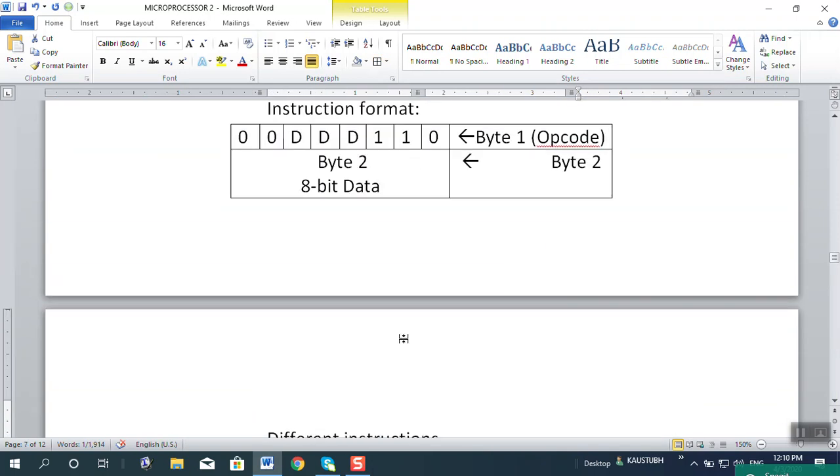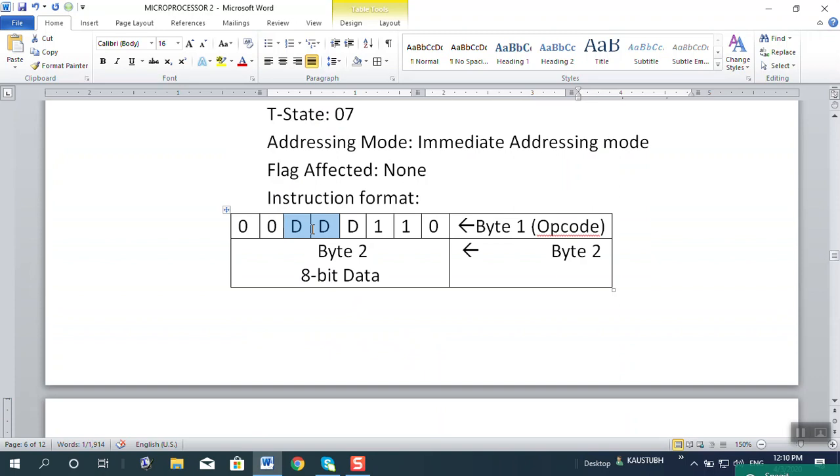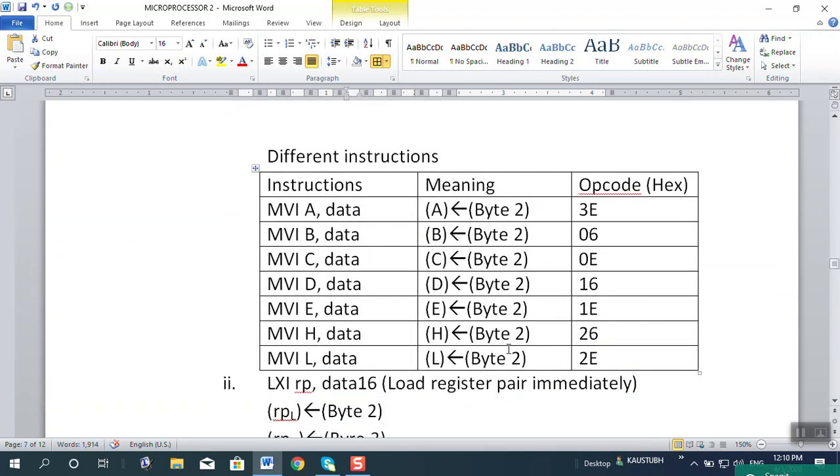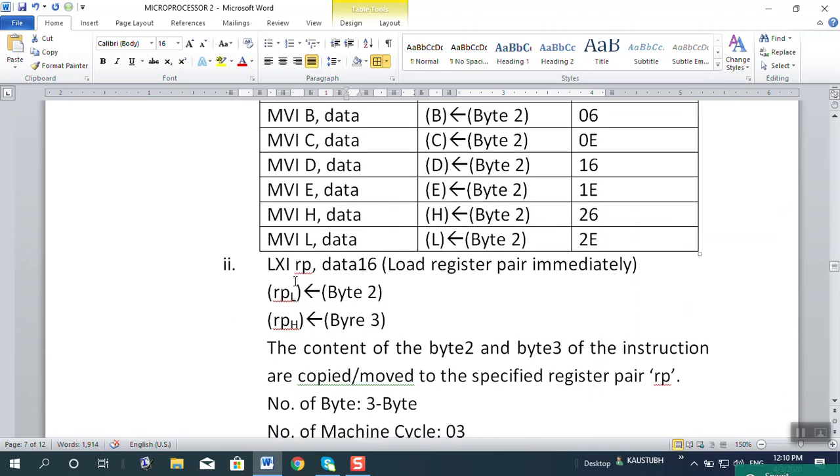Similarly for MVI B, the code is 0 0 0. So it is 0 then E. Sorry, 0 6, 0 6, and so on and so forth. So these are the 7 different instructions under MVI R comma data. So this is the instruction for 8-bit immediate data transfer.